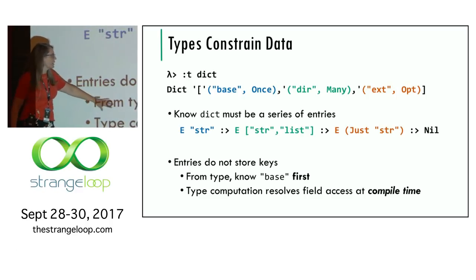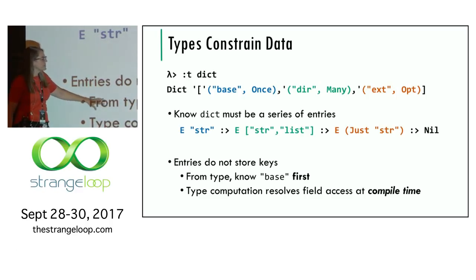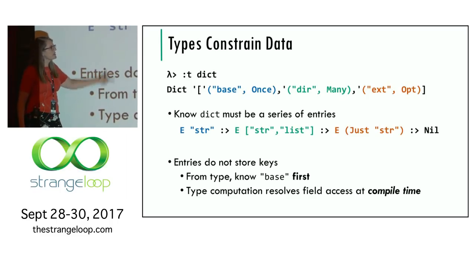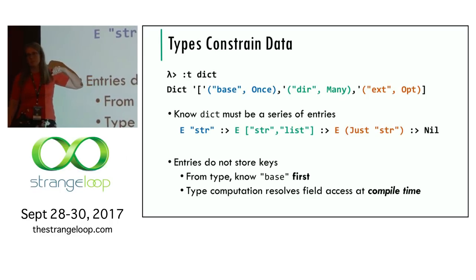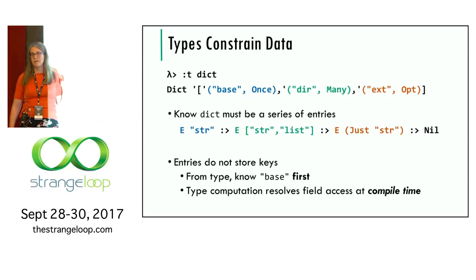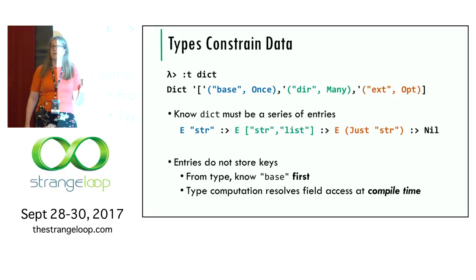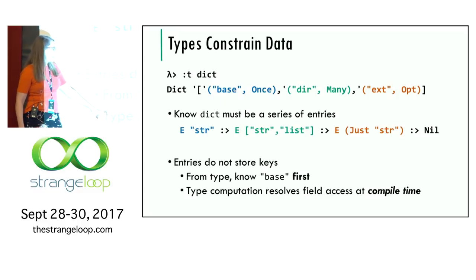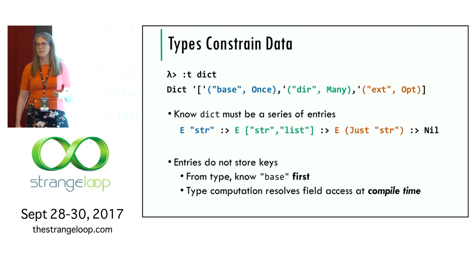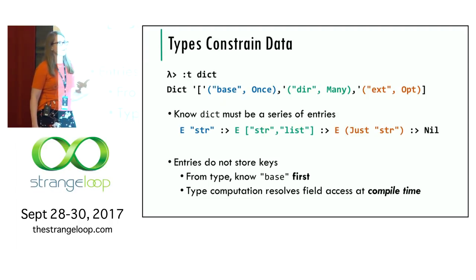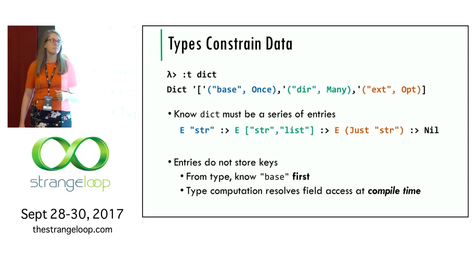So at compile time, my library tells Haskell exactly how to access the base component. So that get field at base, that's resolved at compile time. And that's important that it's resolved at compile time, because when I start asking for things that aren't there, that's how I can have a compile time error message, if I ask for a field that's not present in that dictionary.